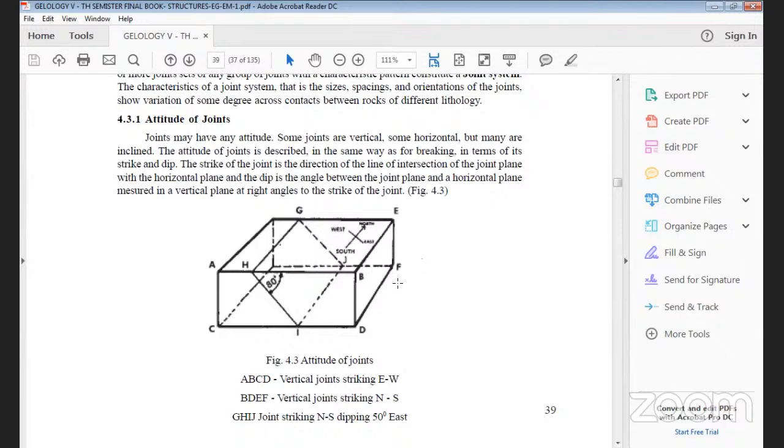The strike of a joint is the direction of the line of intersection of the joint plane with the horizontal plane. The dip is the angle between the joint plane and the horizontal plane, measured in the vertical plane.